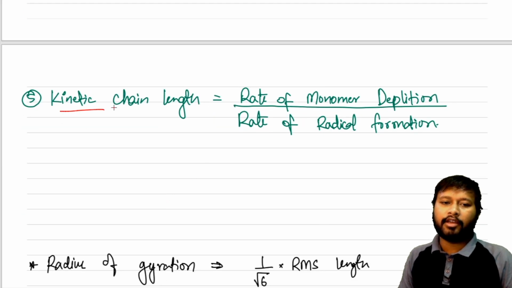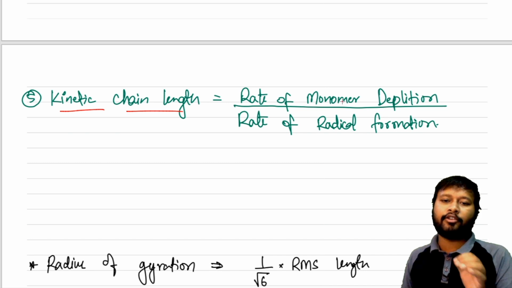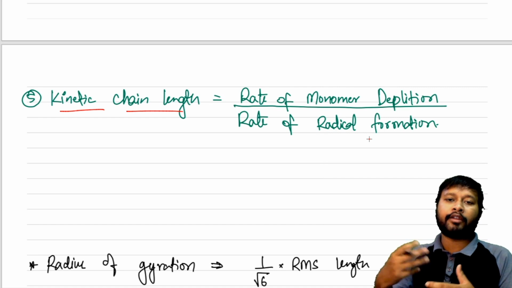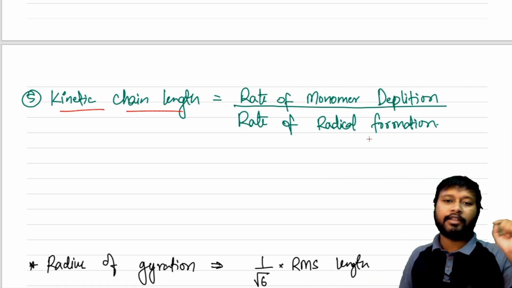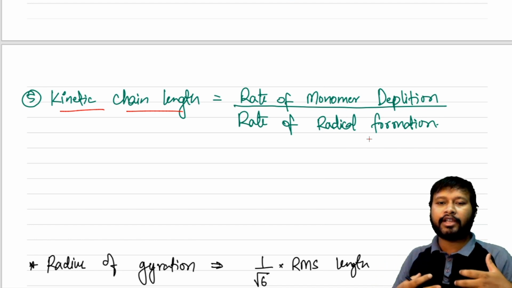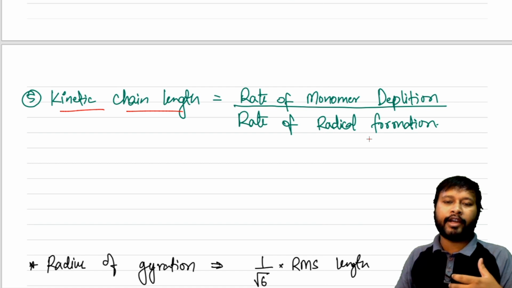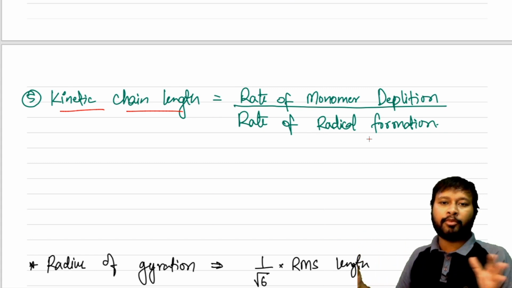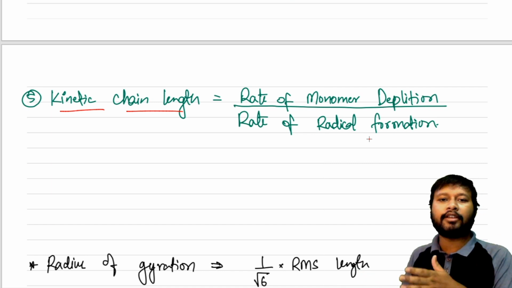Kinetic chain length is basically going to tell you the rate of monomer depletion divided by the rate of radical formation. This kinetic chain length is for those polymers which follow the free radical mechanism, as I told you in the starting, the addition polymerization. In this type of polymer, the rate of monomer depletion divided by the rate of radical formation is going to give you the kinetic chain length, that is, how long the polymer chain is going to be. That's what this kinetic chain length tells you.